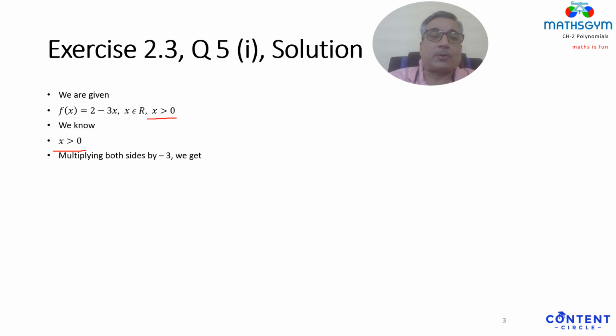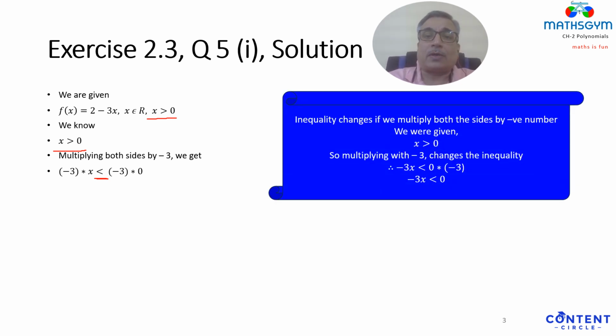Let's multiply both the sides by −3. What do we get? We get −3 into x is smaller than −3 into 0. Now pay attention to the reversal of this inequality out here. This reversal has happened because the inequality changes if we multiply both the sides by a negative number, or even if we divide both the sides by a negative number. By multiplying by −3, it changes the inequality from greater than to smaller than.